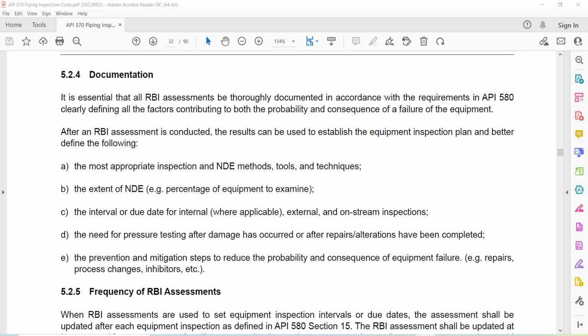After an RBI assessment is conducted, the results can be used to establish the equipment inspection plan and better define the following: the most appropriate inspection and NDE methods, tools, and techniques; the extent of NDE, percentage of equipment to examine; the interval or due date for internal, where applicable, external, and on-stream inspections; the need for pressure testing after damage has occurred and after repairs or alterations have been completed; and the prevention and mitigation steps to reduce the probability or consequences of equipment failure: repairs, process change, inhibitors, etc.